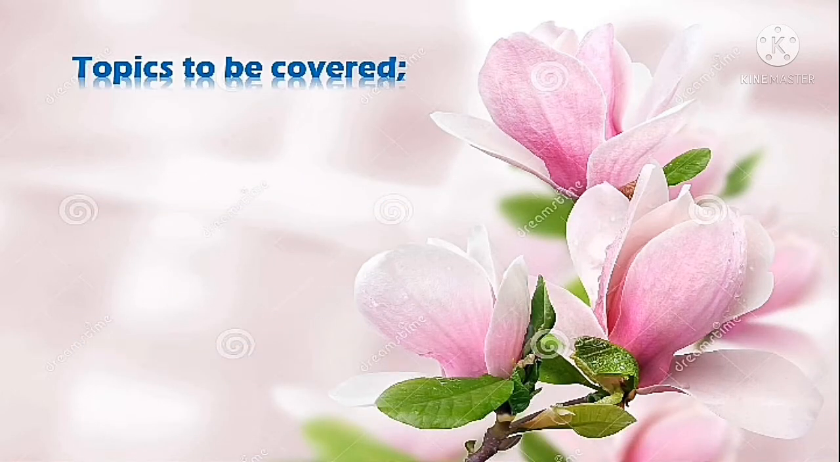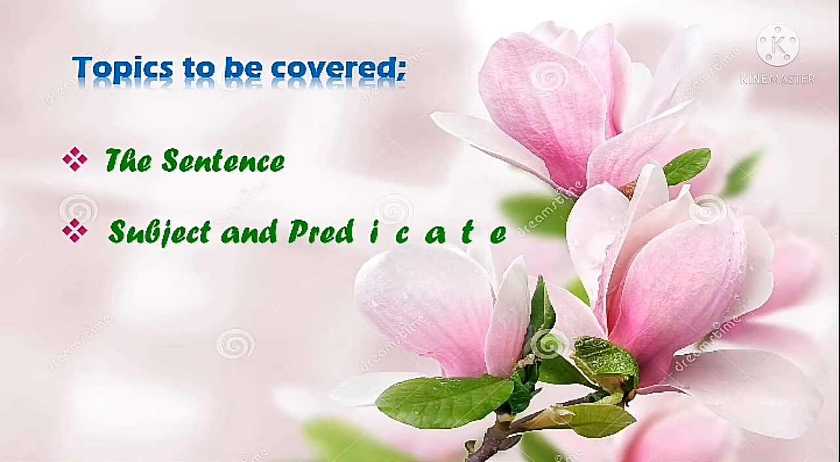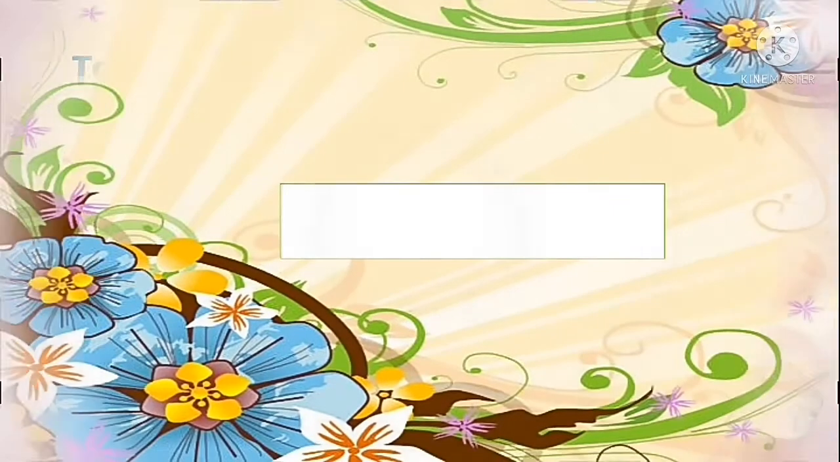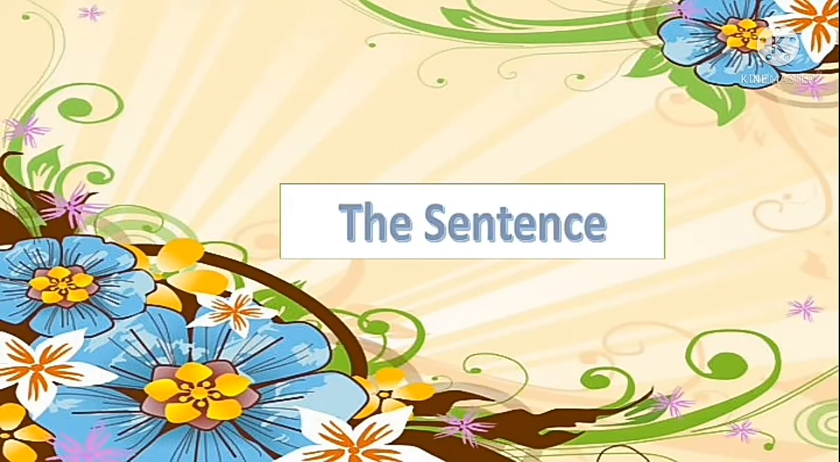In today's class, we shall cover two topics. First, we shall learn what is a sentence, and then we will learn about the subject and predicate in a sentence. Children, the subject and predicate are the parts of a sentence. Let us now begin with the first part, the sentence.